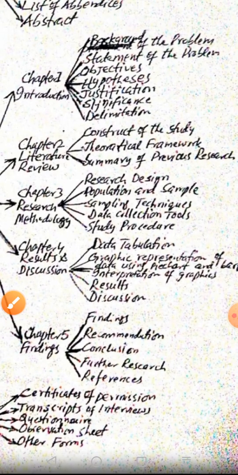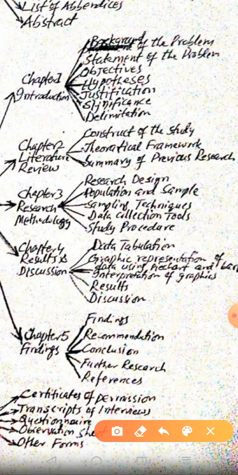Chapter number 4 is purely data presentation. We tabulate the data. We give graphic representation to the data, like we draw bar graphs, pie charts, etc. And then what do we do? We interpret the graphs. All the graphs are interpreted, and then results are found and discussed.